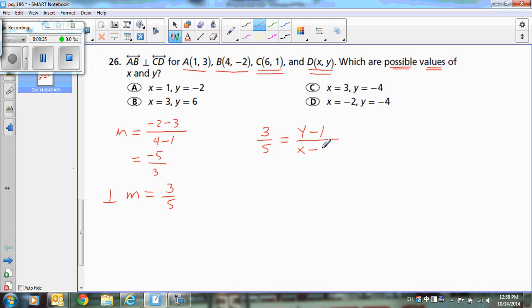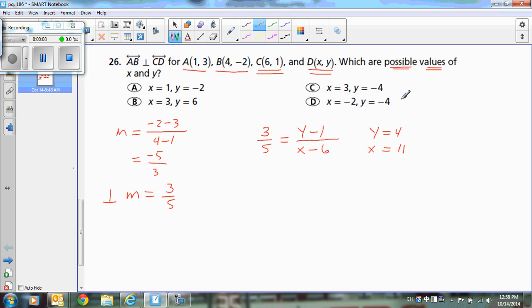So now let's figure out what x and y would have to be in this case. Well, on the top, if y minus 1 is the same thing as 3, doesn't y have to be 4? So y would be 4 in this case, and if x minus 6 is 5, what would x have to be? x would have to be 11. So now I'm going to go looking for an answer choice that has x 11 and y 4. And if you look at all 4 answer choices, none of them work.